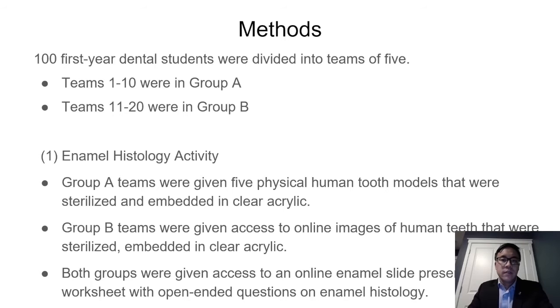Those worksheets consisted of open-ended questions asking students to describe what they saw regarding enamel rods, lines of Retzius, perikymata, enamel lamellae, enamel spindles, neonatal enamel, and aprismatic enamel using their tooth models or images, depending on which group they were in. The worksheet also asked students to define each of the structures conceptually, which they learned from the PowerPoint.